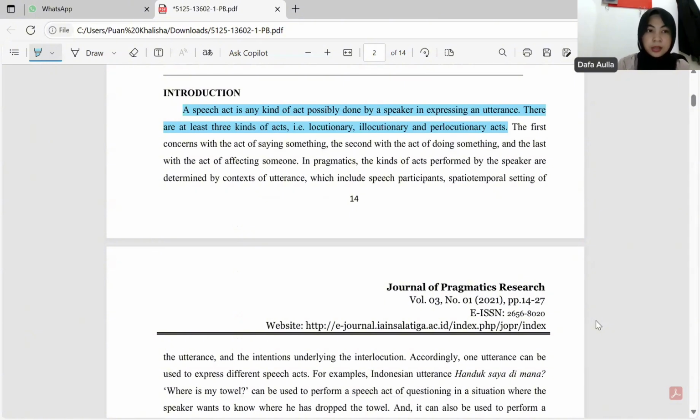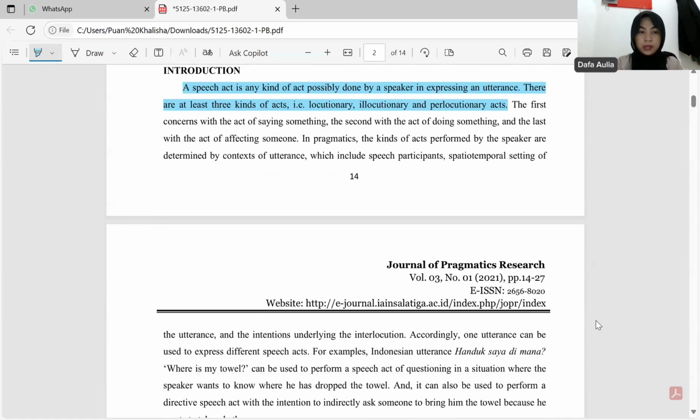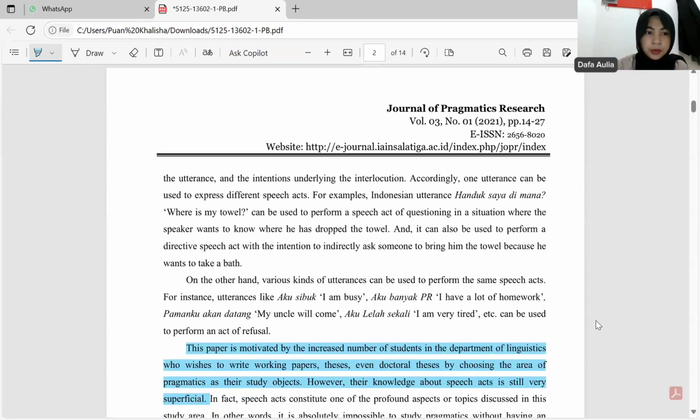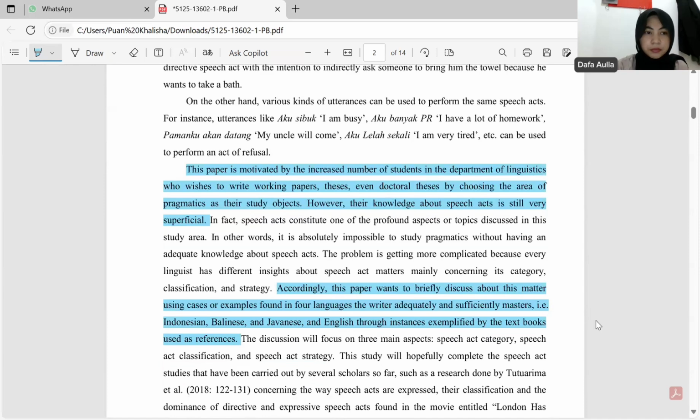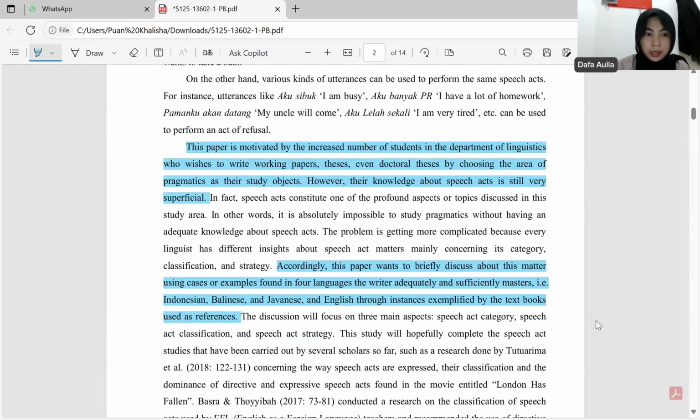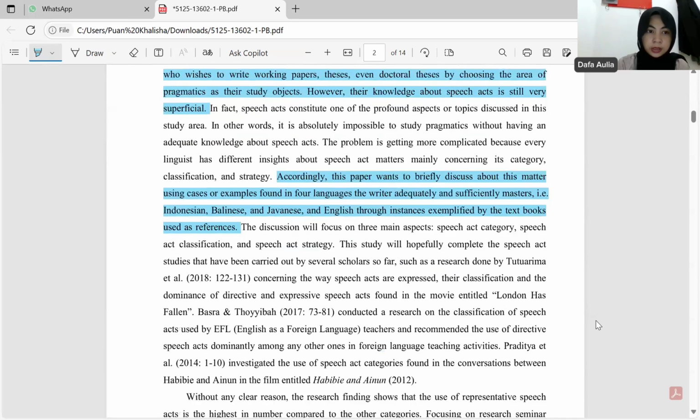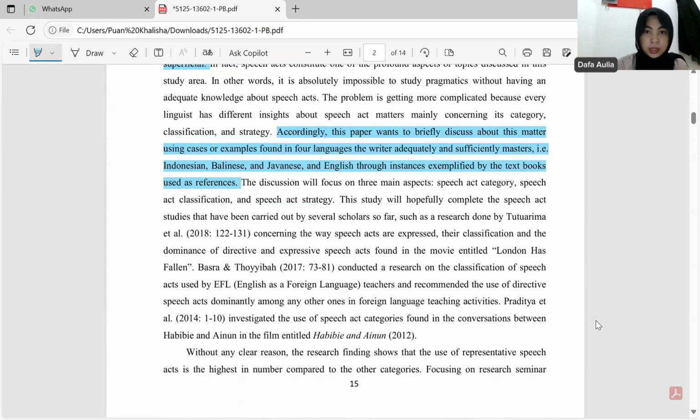The background of this study is based on the increasing interest of linguistic students in studying pragmatics, especially speech acts. However, many of them still have limited understanding. That's why the author wants to give a deeper explanation by using real example from our language, Indonesian, Javanese, Balinese, and English. This paper is designed to help readers to understand not just the classification of speech acts, but also their function, validity, and how they are used in context.